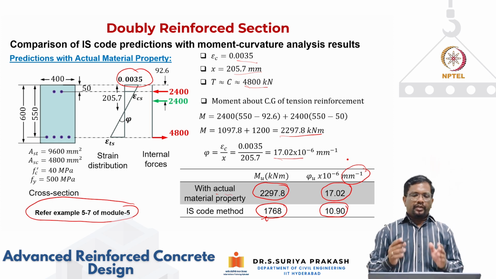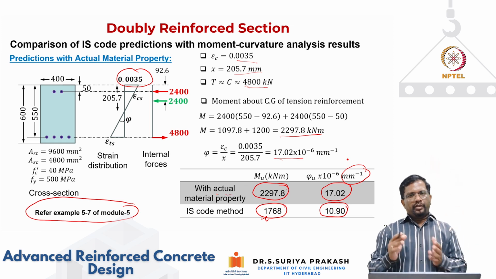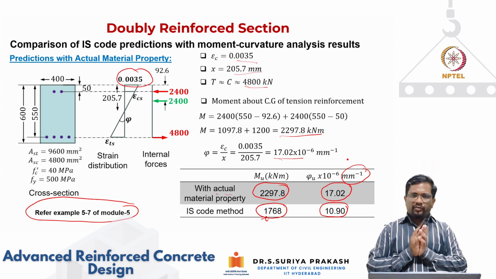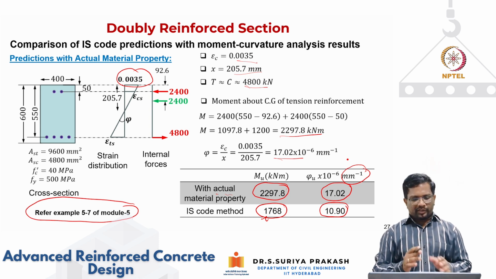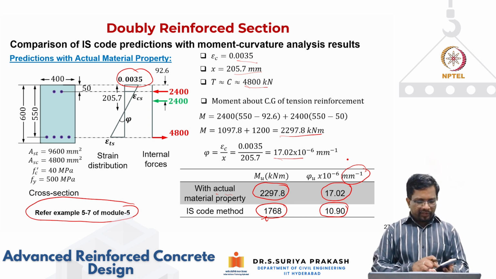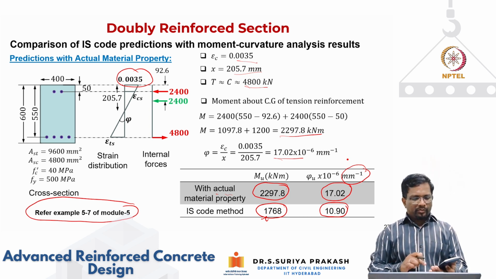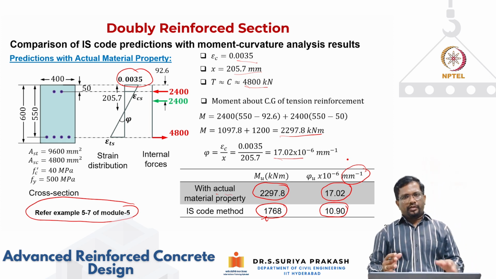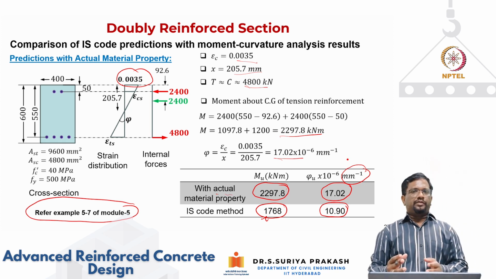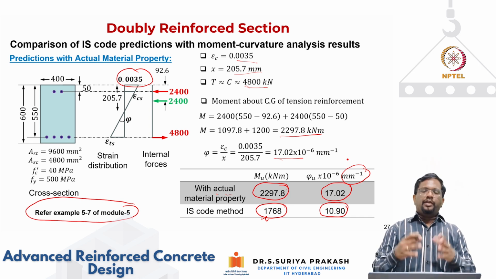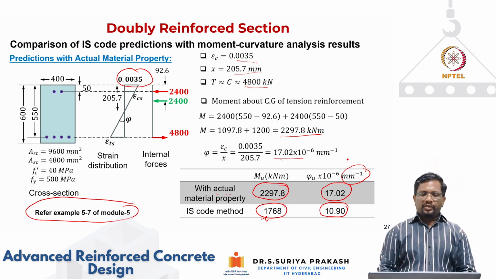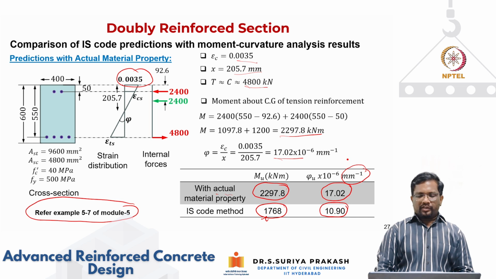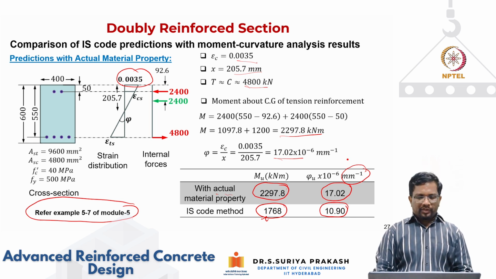So you can see that for both the singly reinforced section as well as the doubly reinforced section we have taken as the example, the IS code method of calculation is quite conservative. In this case, it is basically 1768 divided by 2297, which works out to be about 77%. The estimation of capacities from a design code should always be more conservative than what you calculate using actual material properties. So we can say that the IS code method calculations are quite conservative and quite safe in terms of design capacities, right?